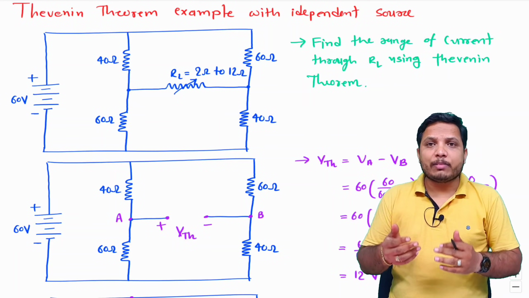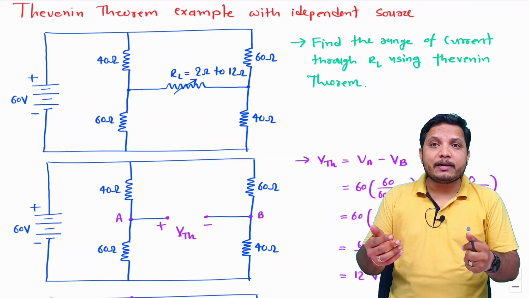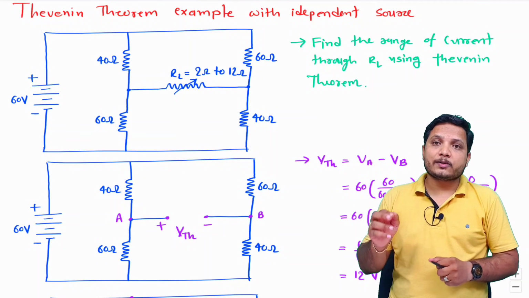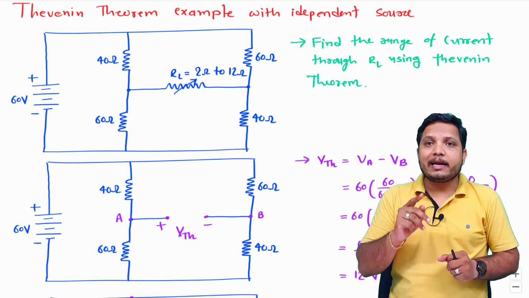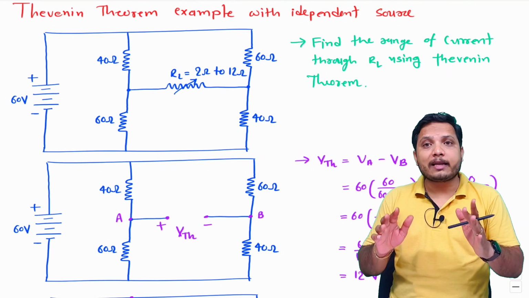There are a few more examples that I'll make based on independent sources and dependent sources, so that you get a clear idea about how we can solve VTH and RTH for different cases.